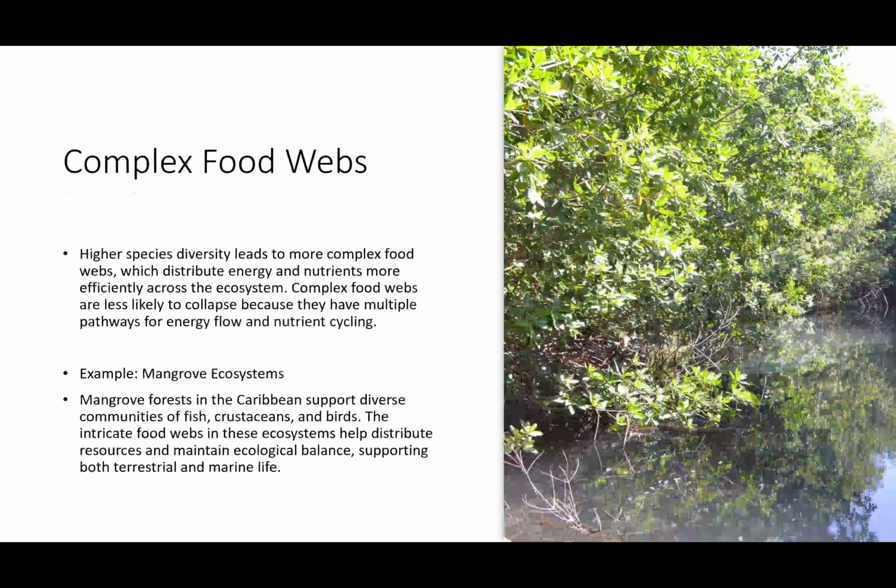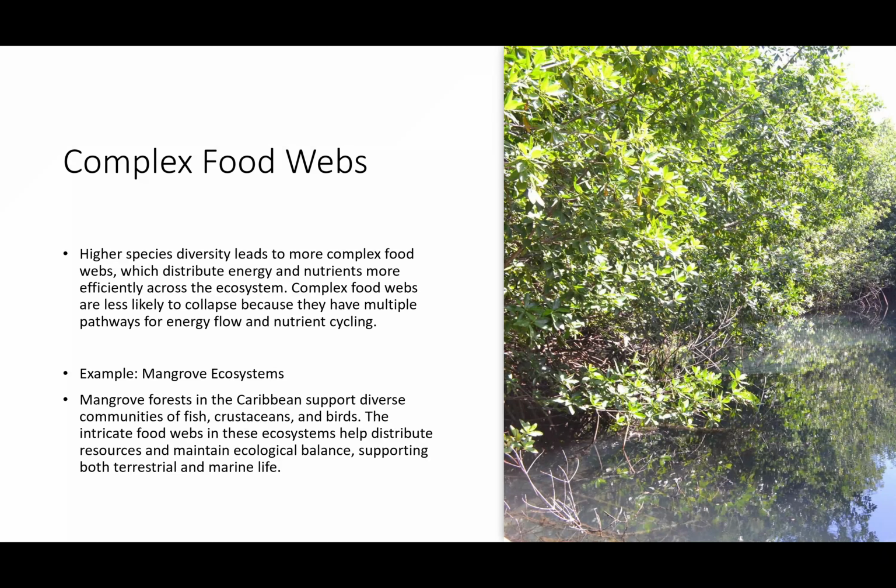Right, that's an example there. Complex food webs are important. This is how species diversity helps with resilience. Higher species diversity leads to more complex food webs, which distribute energy and nutrients more efficiently across the ecosystem. So it prevents the food web from being likely to collapse.